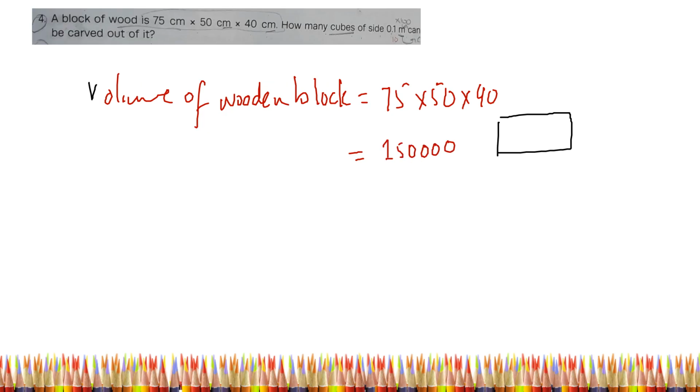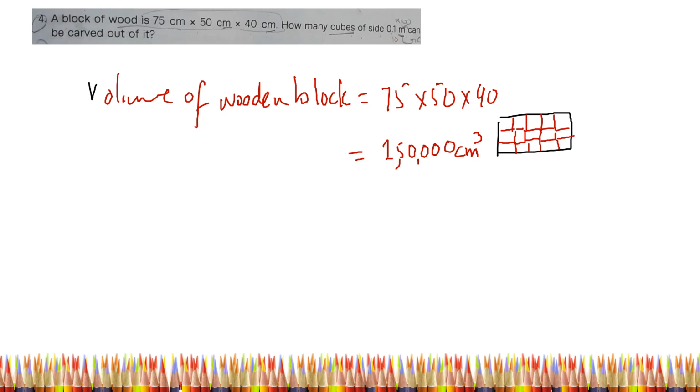1,50,000. This is what you will get. So 1,50,000 is what you will get. Now what we have to do is first write the unit. Now we have to carve wooden cubes from this. We have to carve some wooden pieces from this, which will be in the shape of a cube, right?